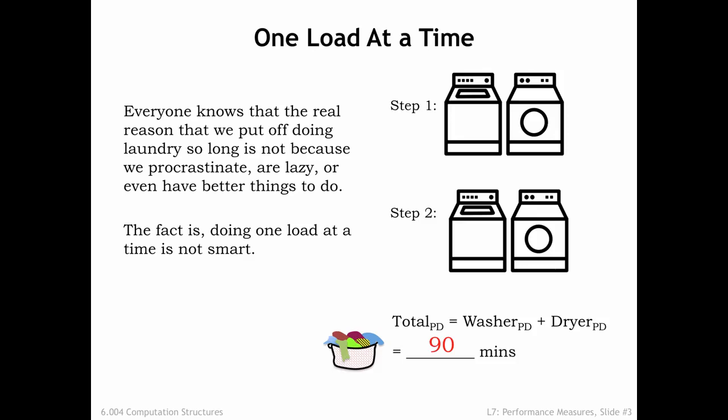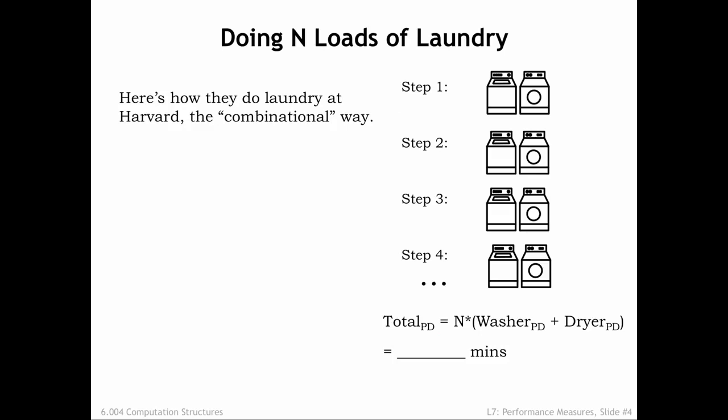Okay, that's the performance analysis for a single load of laundry. Now let's think about doing n loads of laundry. Here at MIT, we like to make gentle fun of our colleagues at the prestigious institution just up the river from us. So here's how we imagine they do n loads of laundry at Harvard. They follow the combinational recipe of supplying new system inputs after the system generates the correct output from the previous set of inputs. So in step 1, the first load is washed, and in step 2, the first load is dried, taking a total of 90 minutes.